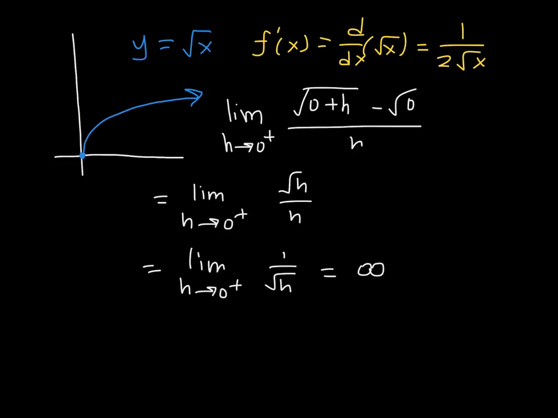So what we just determined is the right-hand limit, which is what this is. The right-hand limit is not a real number. It's not finite. Therefore, there's no derivative at x equal to 0.